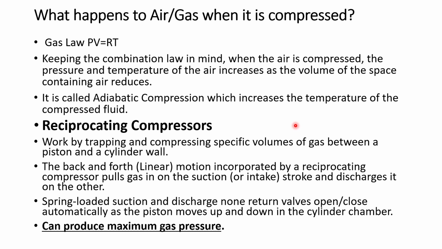Now let us talk about the reciprocating compressor. In a reciprocating compressor, work is done by trapping and compressing a specific volume of gas between the piston and the cylinder wall. The back and forth, that is linear, motion of a reciprocating compressor pulls gas in on the suction, that is the inlet stroke, and discharges it on the other, that is the discharge stroke. Spring-loaded suction and discharge non-return valves open and close automatically as the piston moves up and down in the cylinder chamber. This type of compressor can produce the maximum gas pressure.